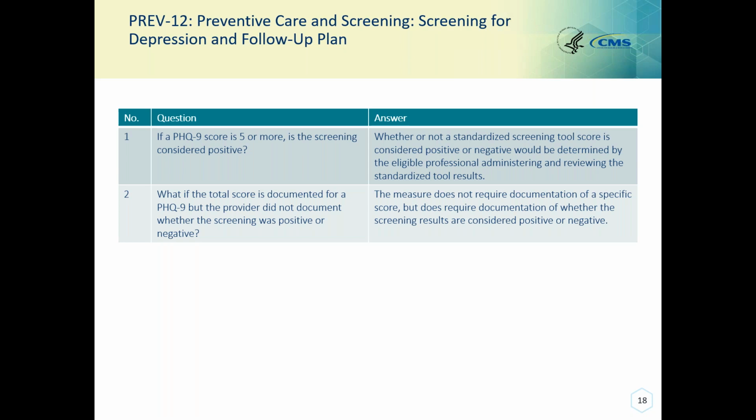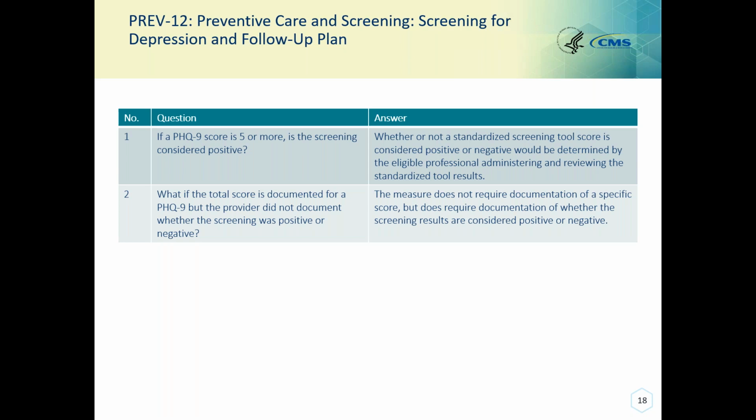These questions are for the PREV-12 Screening for Depression and Follow-Up Plan. Question 1, if a PHQ-9 score is 5 or more, is the screening considered positive? The answer is whether or not a standardized screening tool score is considered positive or negative would be determined by the eligible professional administering and reviewing the standardized tool results.